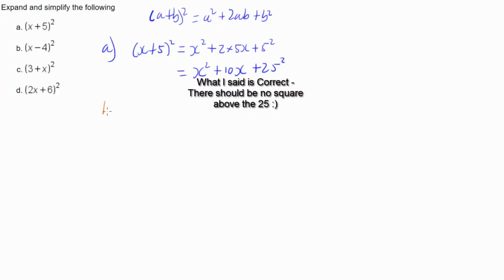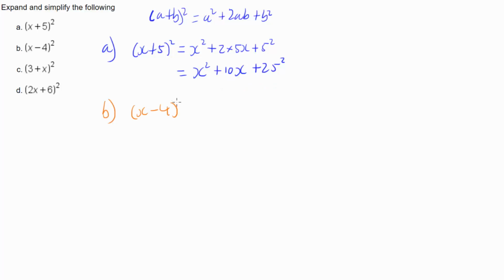Now if I have a look at part B, I've got (x - 4) all squared. Now this is going to be the alternative form of the binomial expansion law, which is if I have (a - b) squared, I've got a squared minus 2ab plus b squared.